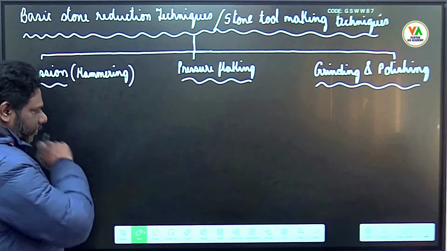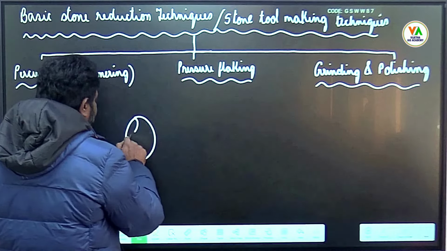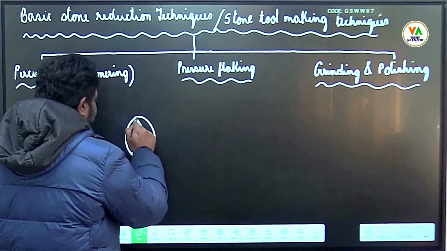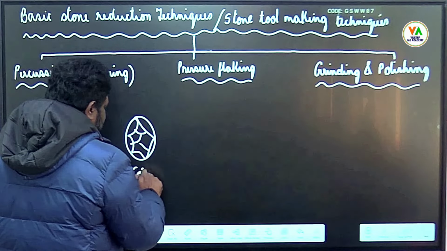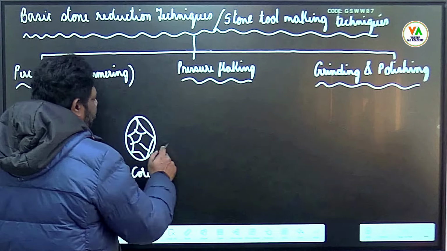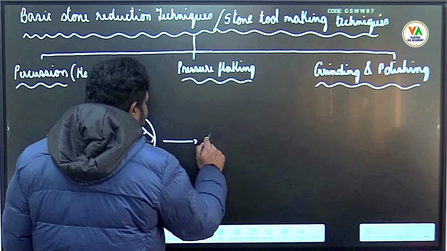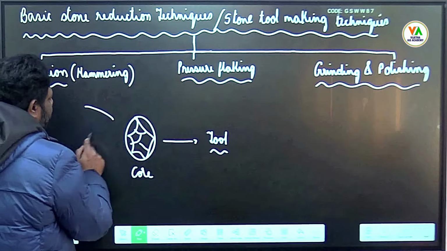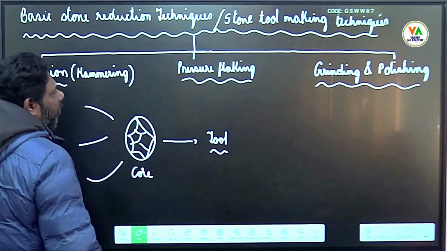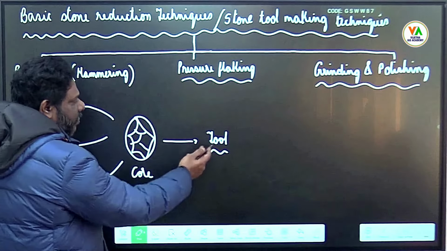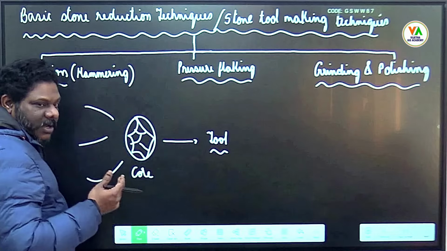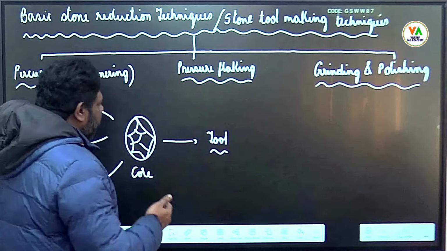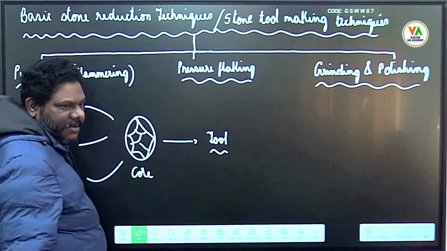Generally, if we take any stone, which is known as core, and from this core we are making a tool, different methods are employed on this core to produce this tool. So, what is a core? Core is the raw material of the stone from which a tool is made.